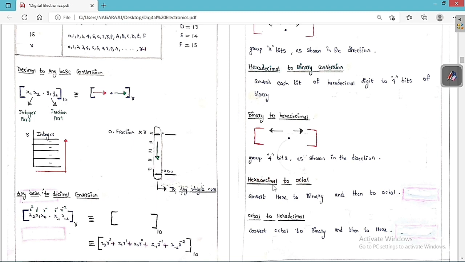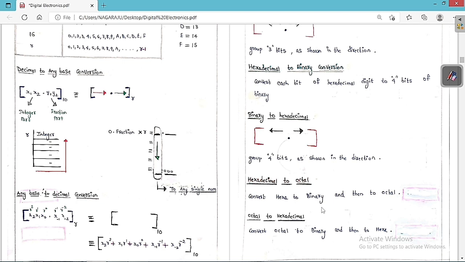Now comes hexadecimal to octal. I already told you hexadecimal to octal is very simple. Convert hexa to binary and then to octal. If you want to convert a hexadecimal number to octal, first convert the hexadecimal to binary and then go from binary to octal. Hexadecimal to binary is nothing but replacing each hexadecimal digit by 4-bit binary. Then you get a binary representation.